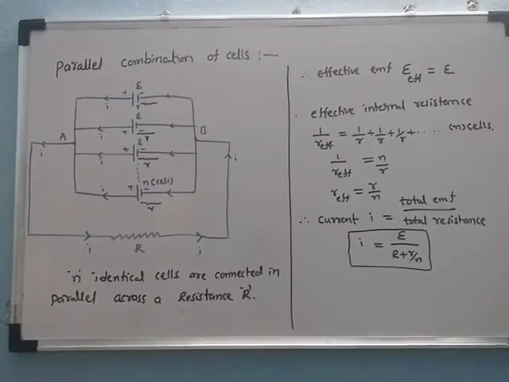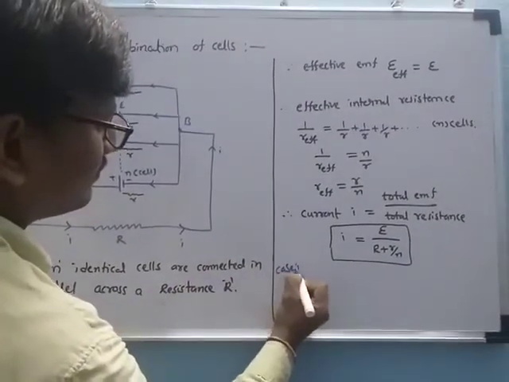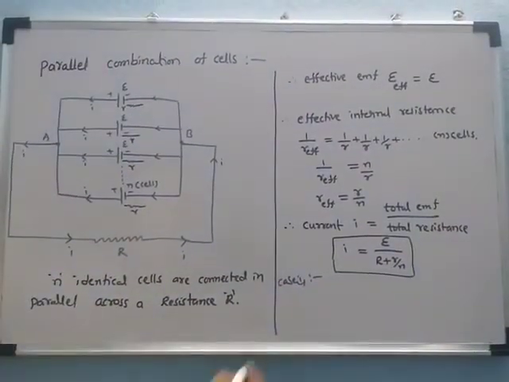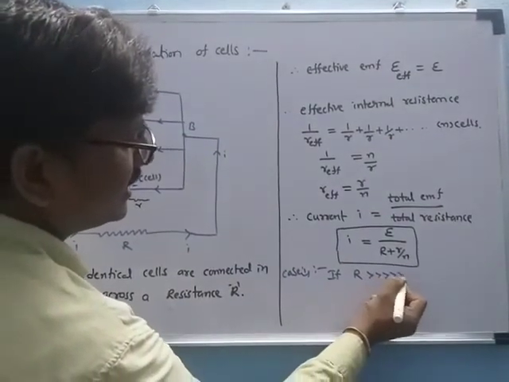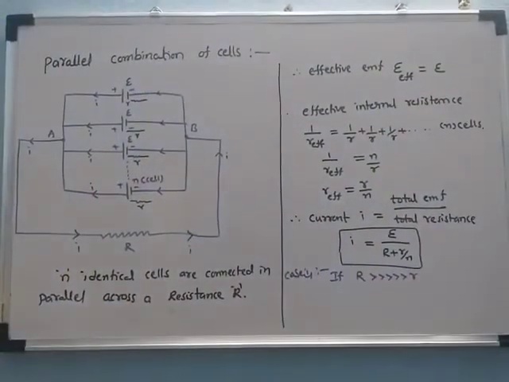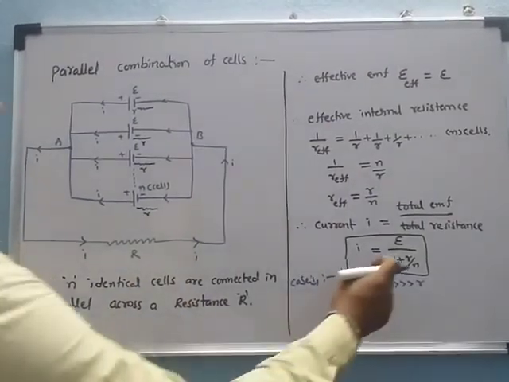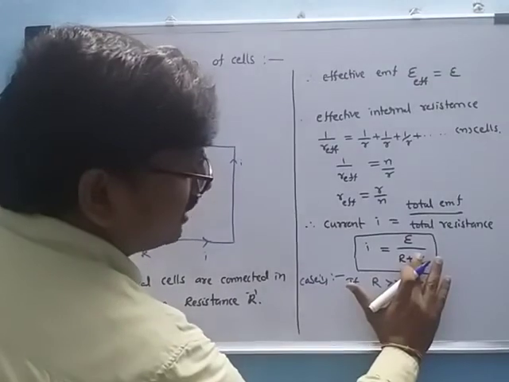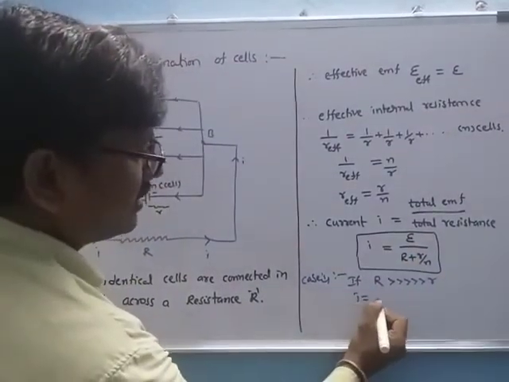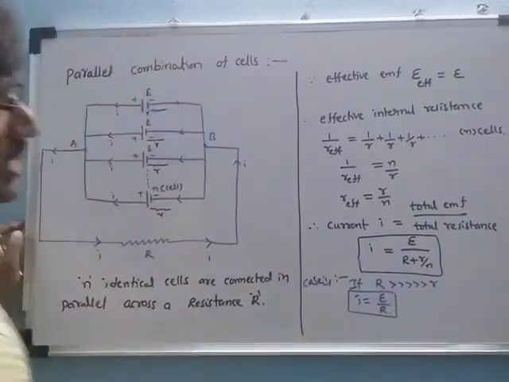Now again we have two special cases. Case 1: if the capital R is greater than small r, that is, the external resistance is very large compared to the internal resistance, then the internal resistance can be neglected. The current in the circuit is E by capital R.